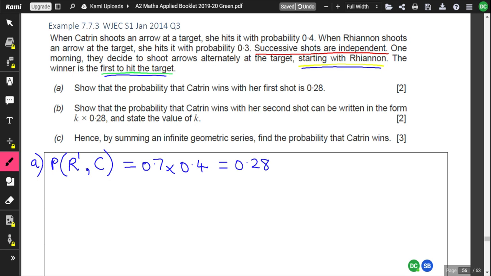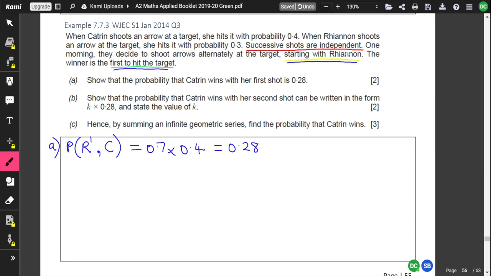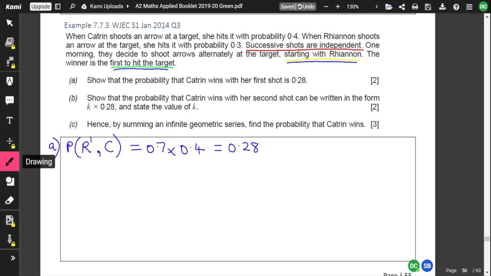A key point here again is that we have independent events. Successive shots are independent of each other, which in reality might not be true. So if you keep trying to hit a target, you might get better at it with time, and the probability of hitting should increase over time. But for this question, we can make that assumption, which means we can simply multiply these individual probabilities together.